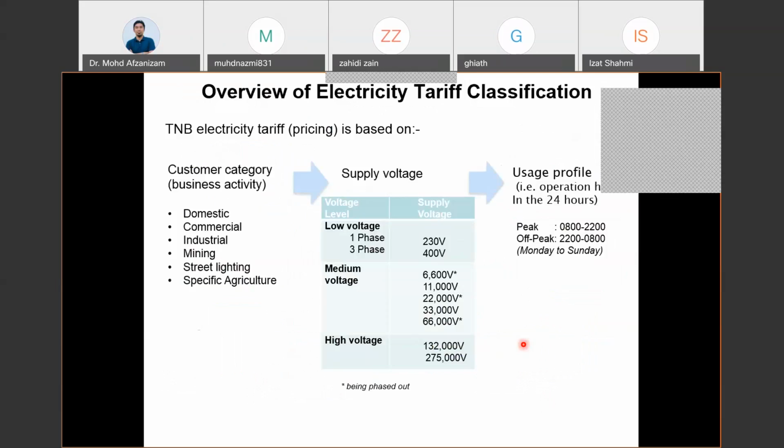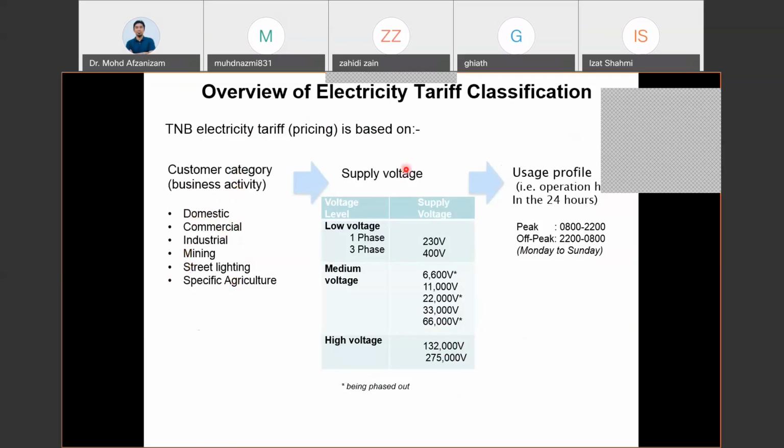So this is the overview of the electricity classification. TNB electricity tariff pricing is based on customer category. All the tariffs need to be considered as part of the category. If you are in a house, it should be in the domestic tariff. If you have a business and it is quite big, like a factory, you may have another range of tariff. That can be commercial or industrial.